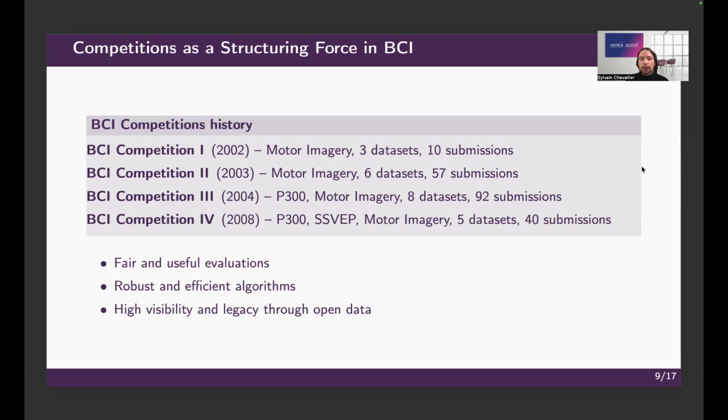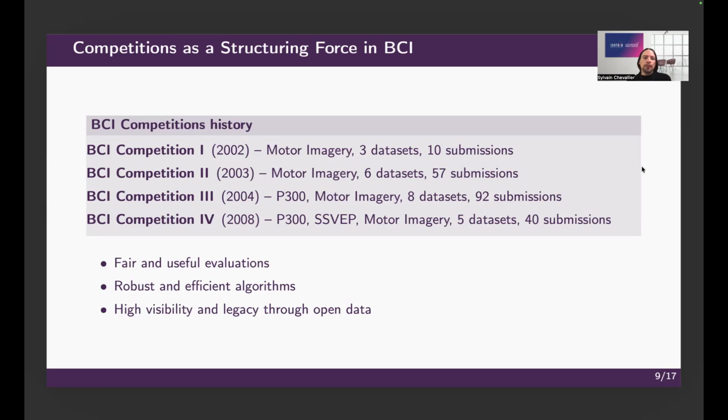In 2008, there was a BCI competition 4 that was combining very different paradigms for 5 datasets with a total of 40 submissions. And what is very important, seeing the legacy of this competition, is that they provided, at a time where it was very difficult to know what kind of machine learning algorithm for estimating spatial filters were the most appropriate, a very good and very useful evaluation.